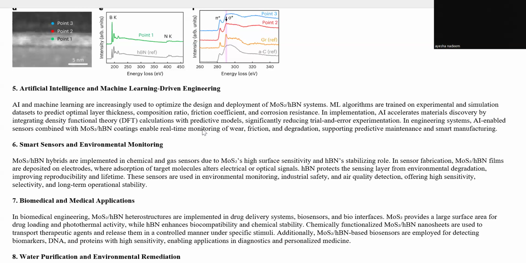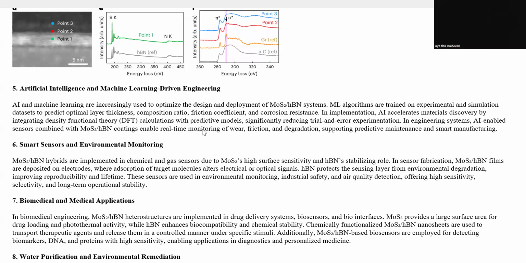In implementation, AI accelerates materials discovery by integrating density functional theory (DFT) calculations with predictive models, significantly reducing trial and error experimentation. In engineering systems, AI-enabled sensors combined with molybdenum disulfide and hexagonal boron nitride coatings enable real-time monitoring of wear, friction, and degradation, supporting predictive maintenance and smart manufacturing. The sixth application includes smart sensors and environmental monitoring.